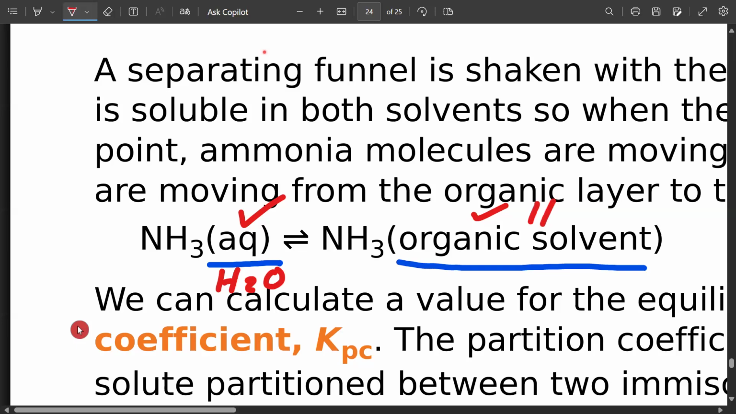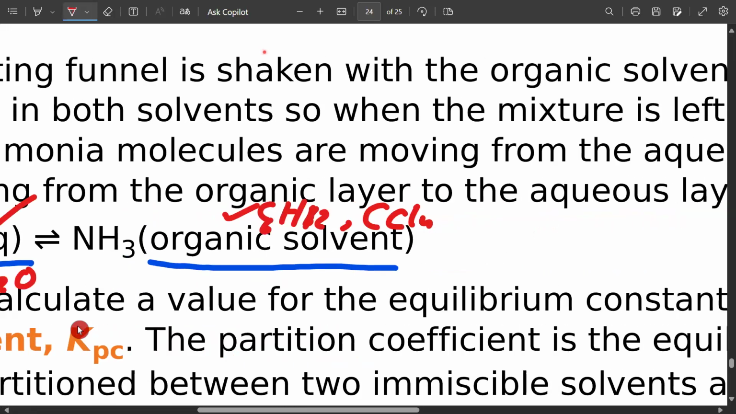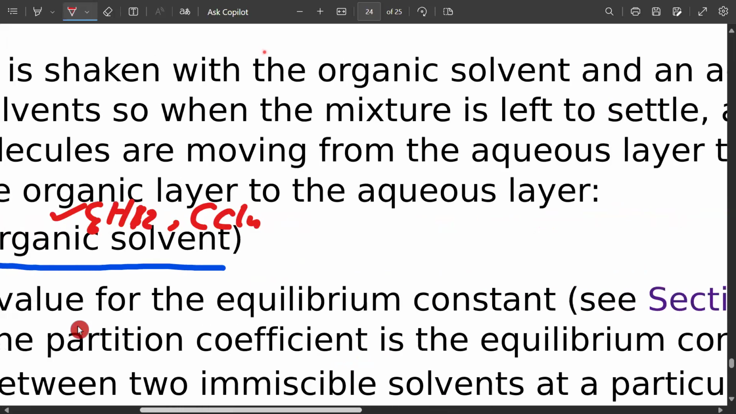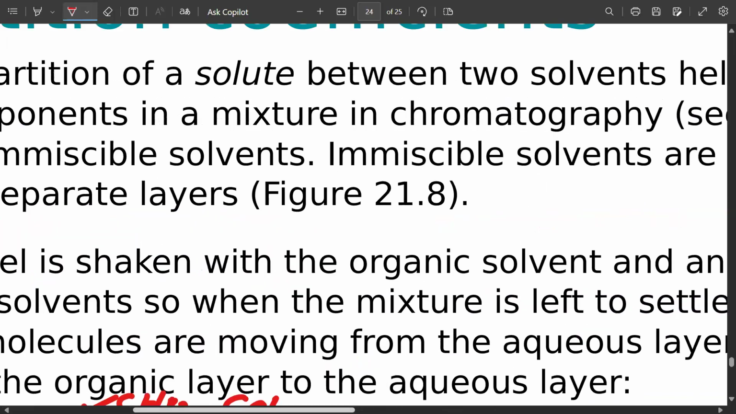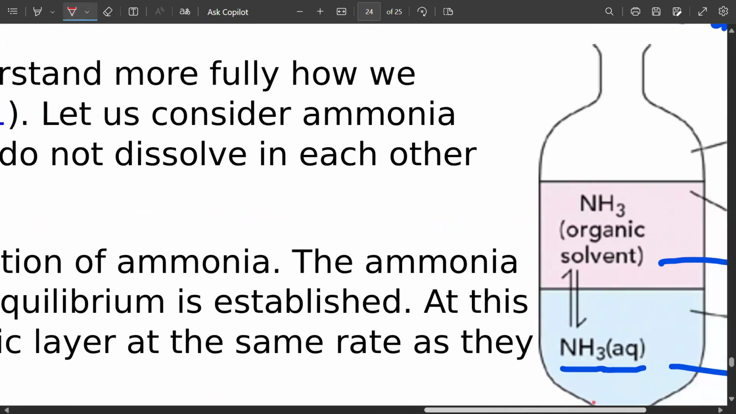It can be hexane, C6H12, it can be CCl4, it can be any other organic compound, but that compound should be considered. Okay, let me tell you two combinations here. You will have combinations of the solvent in this way.